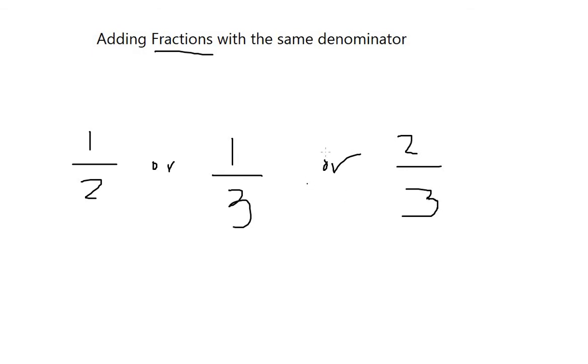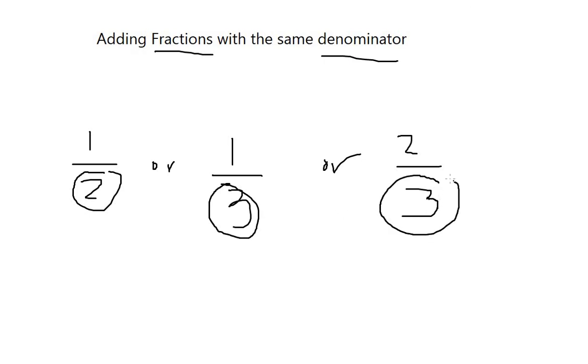And then we need to know what the denominator is. The denominator is simply the bottom part of your fraction. So in 1/2, your denominator is 2. In 1/3, the denominator is 3. And in 2/3, the denominator is also 3. So we'll add fractions with the same denominator.